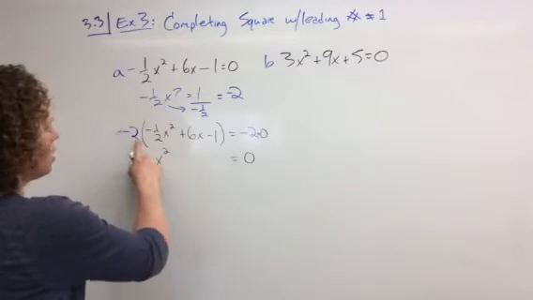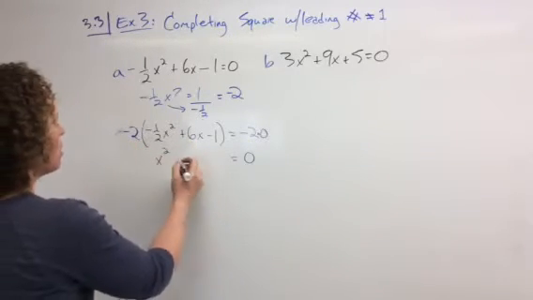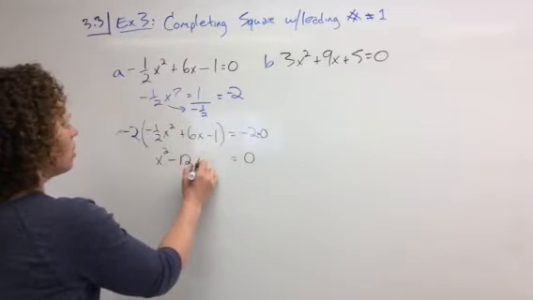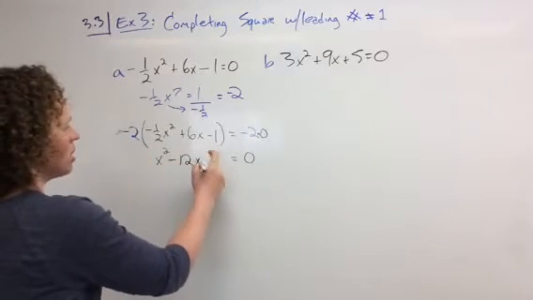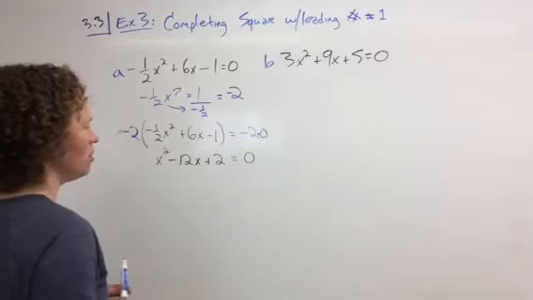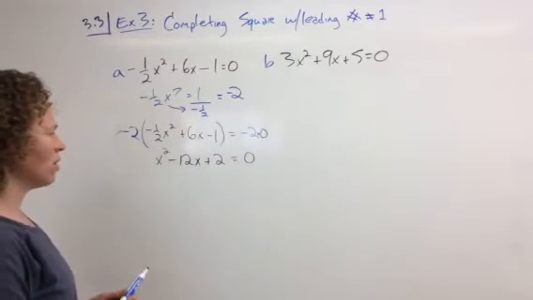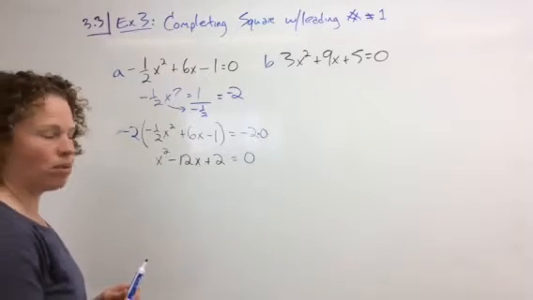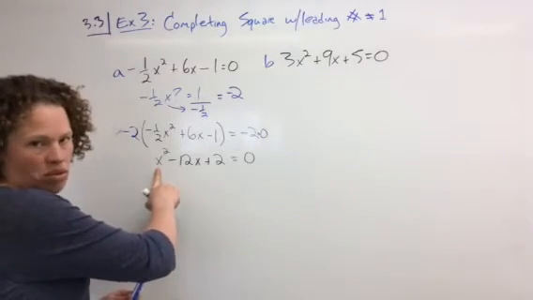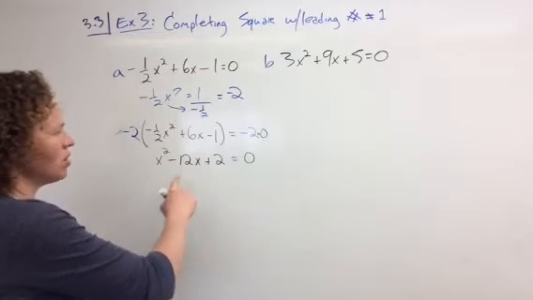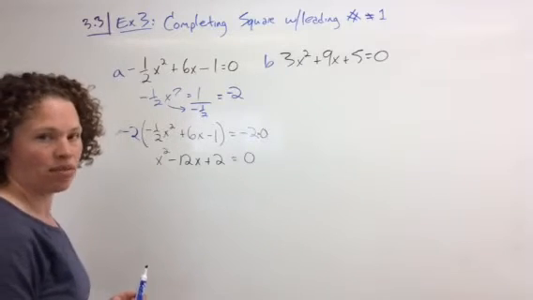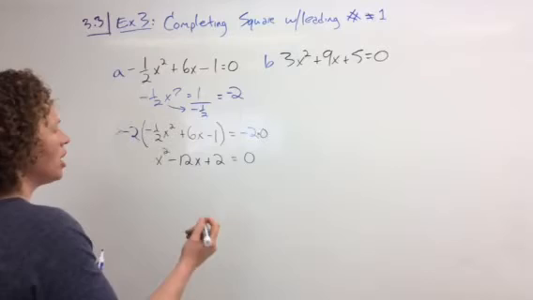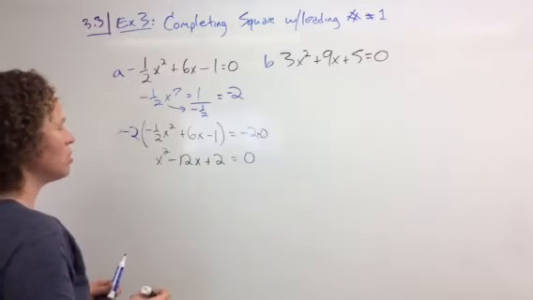x squared. Negative 2 times positive 6 is going to be negative 12x, and negative 2 times negative 1 gives me positive 2. So now I have a slightly different equation, and yay, it's in the same format that I've seen before with x squared by itself, and then these numbers, there's no fractions or anything like that. So that's nice. So now I go on to my completing the square as usual.